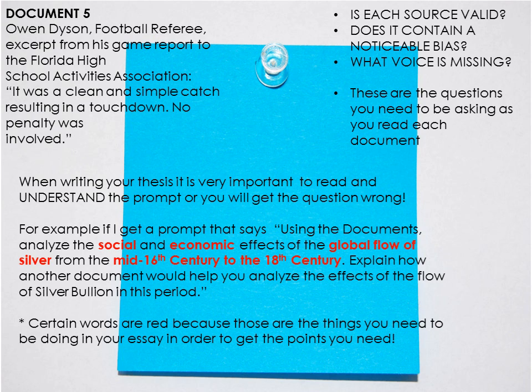Like those certain words, I have them in red because those are the things that you need to have in your essay. So you need to have social and economic effects of the global flow of silver in the mid 16th century to the 18th century. And key fact that you need to know, when I say mid 16th century, I mean like the middle 1500s, so 1550s and onward. And then when I say 18th century, it's like 1700s.